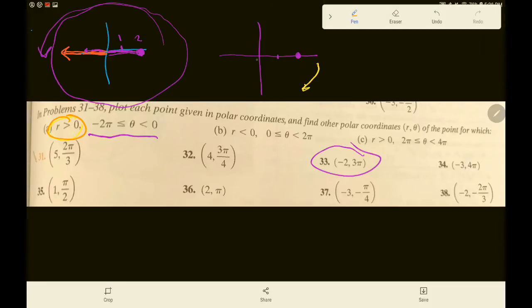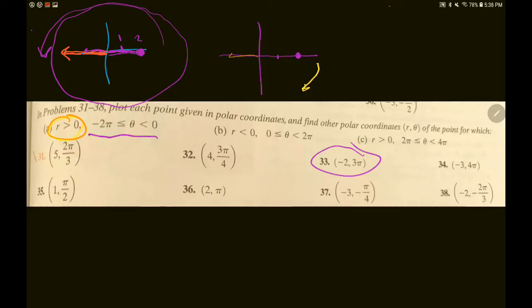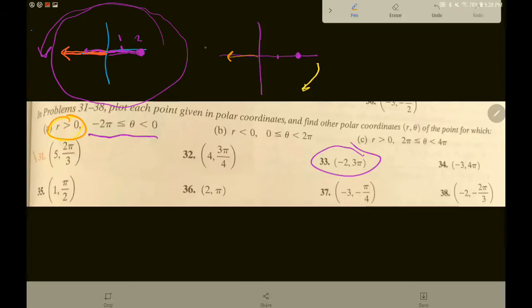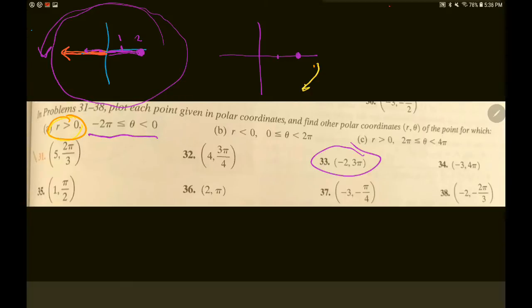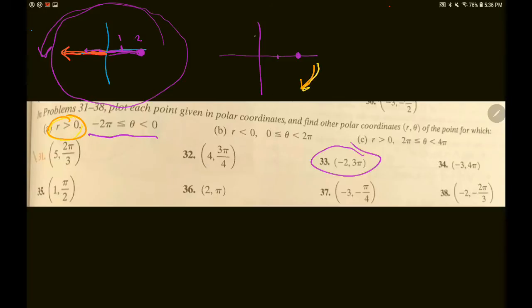So we could choose this angle and have a negative r, but they don't want a negative r. So we have to go all the way around to -2 pi. That is this way around the circle, all the way around once, till we get to this angle.